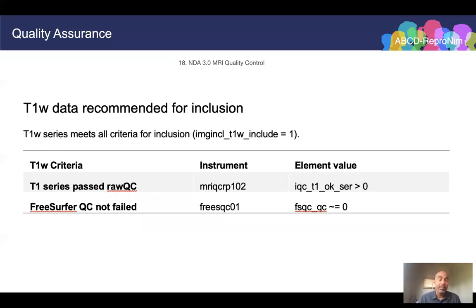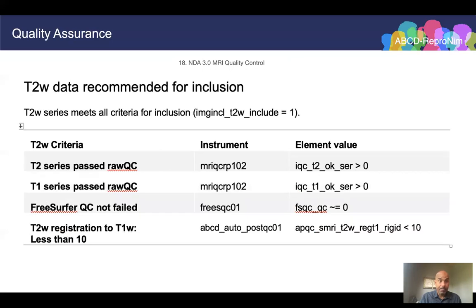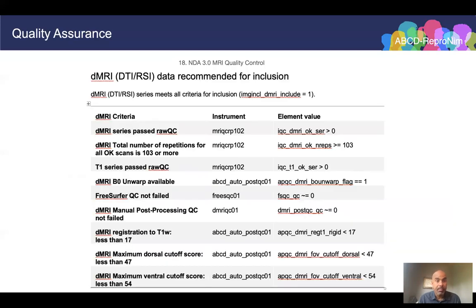Now, there are several recommendations based on all of these QC measures that the ABCD study then makes for inclusion. They're based on the criteria that exist in the tabulated data, the element values you can see here and what the instrument is. We won't go over the details of this, but I'll just fly through a little bit of what happens for all these different data types. So here's the T1, when it's recommended for inclusion. Here's the T2, which includes measurements from the T1 and FreeSurfer. For the diffusion data, it becomes a little bit more complicated, but there are several additional measures that can be used for this recommendation. Again, all these details can be found online.